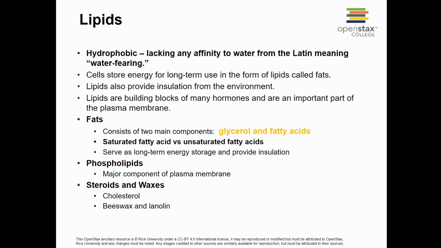So saturated fatty acids are solid at room temperature, and unsaturated fatty acids are liquid at room temperature. They provide great protection and insulation, and in certain locations are stored for long-term energy. Phospholipids are found in the plasma membrane and are actually their major component. You can also find things like cholesterol in the cell membrane, and then waxes like beeswax and lanolin provide waterproofing to not only structures, but also we tend to find certain types of waxes on plants to prevent tissues from becoming waterlogged.